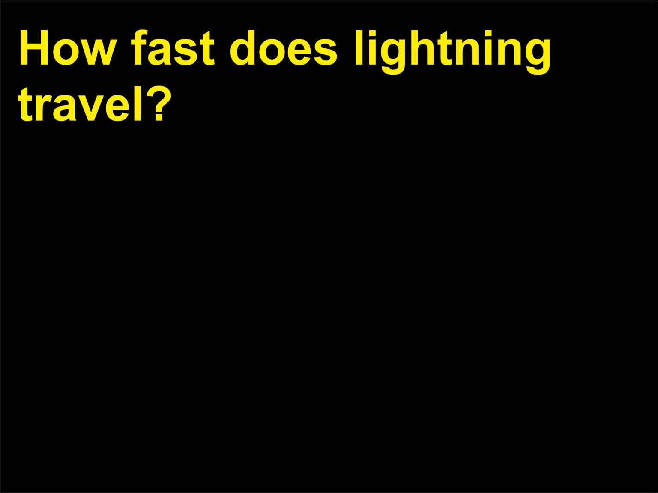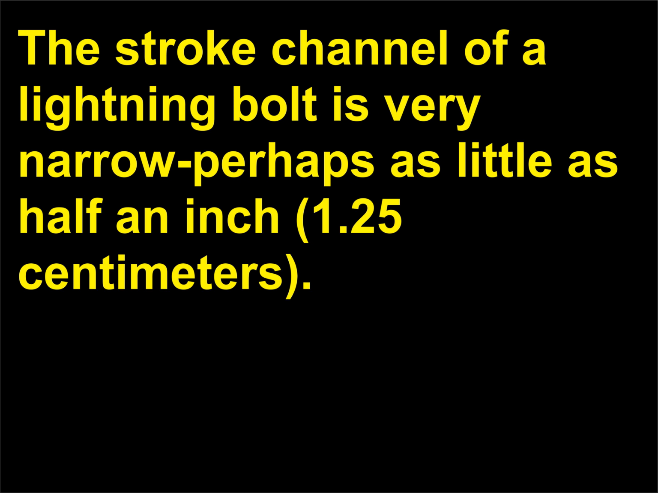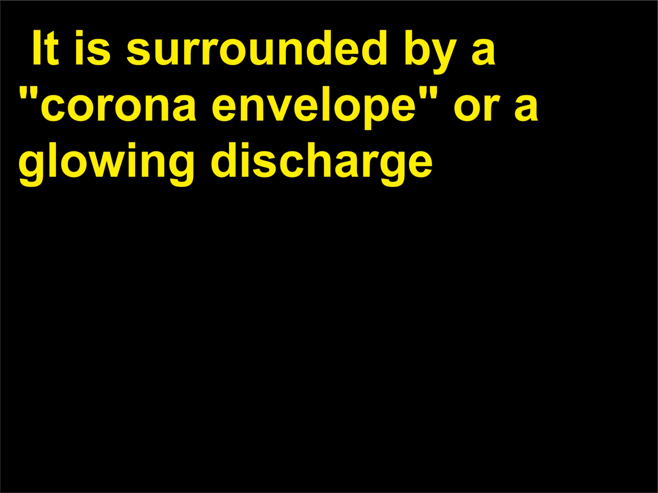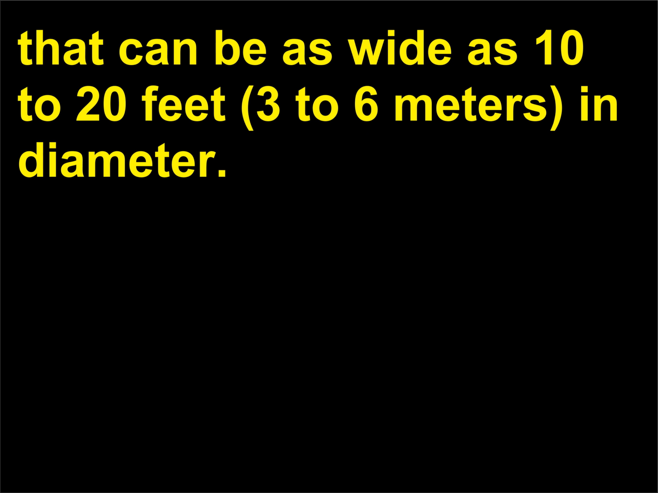How fast does lightning travel? The stroke channel of a lightning bolt is very narrow, perhaps as little as half an inch, 1.25 centimeters. It is surrounded by a corona envelope or a glowing discharge that can be as wide as 10 to 20 feet, 3 to 6 meters, in diameter.